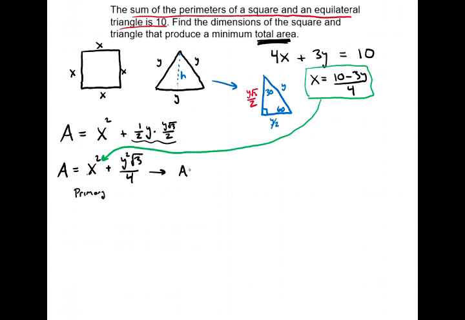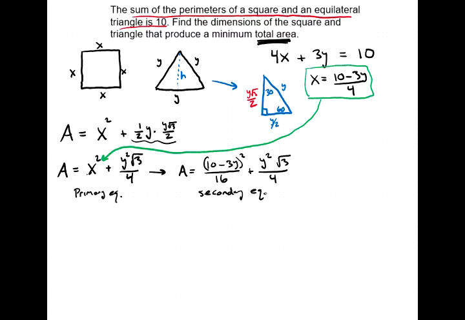So A is equal to x squared. So we have to square the x, so that's 10 minus 3y squared, and we square the 4 on the bottom, that's a 16. And then we have y squared times the square root of 3, all divided by 4. So this is our secondary equation. Our secondary equation is what we get when we take our equation for area and eliminate one of the independent variables. So now we have an equation with just A and y.